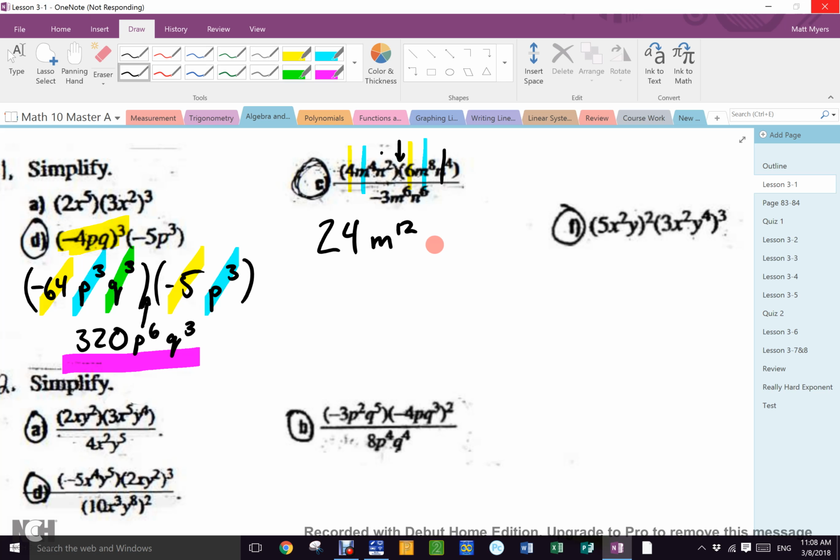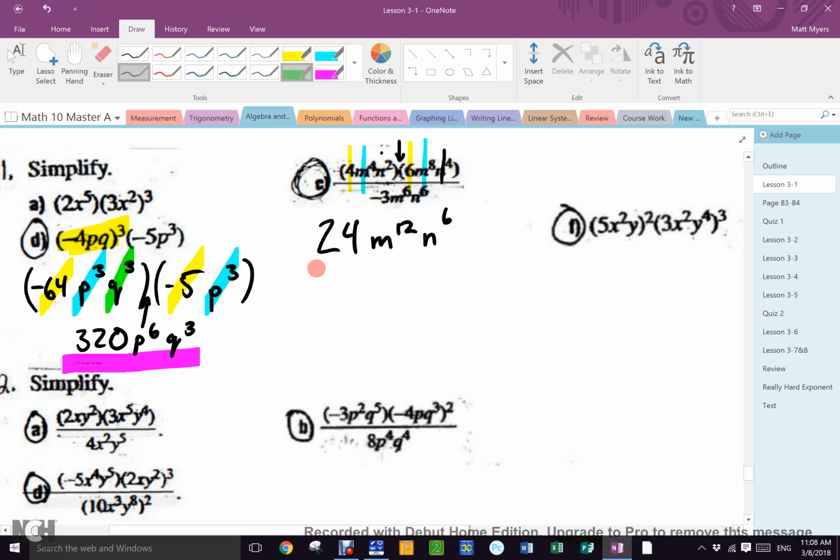Right? Okay. Now, all of that, when that N and 6 show back up like they're supposed to, over negative 3, M to the 6th, N to the 6th. What do I do with the numbers?